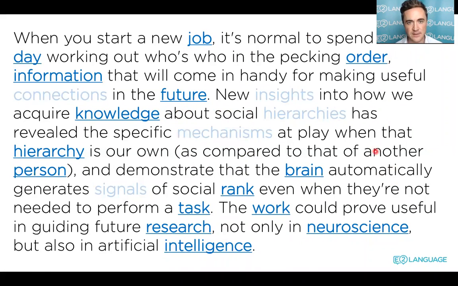These nouns that you can see on the screen, like job, day, information, future, knowledge, hierarchy, person, rank, work, task, research, neuroscience, intelligence, are referring to one thing. Some of them are easy to conceptualize, to think about, like one person. That's very clear. One person. You can see the person. It's just one, right? But something like intelligence is also considered singular or one, even though intelligence, you can't really see it or conceptualize it, but it's still considered one or singular or single, right?